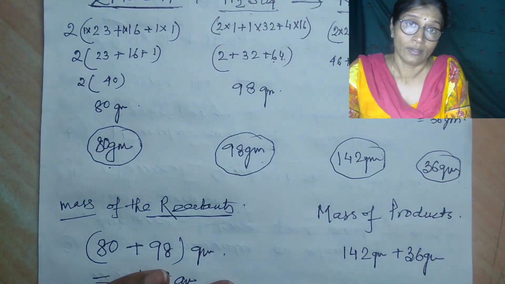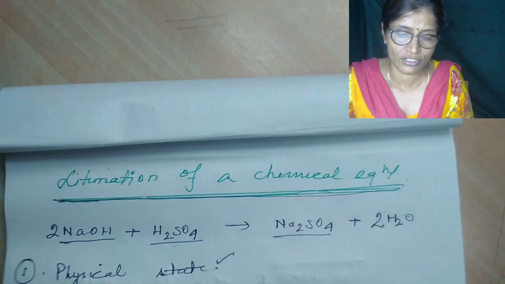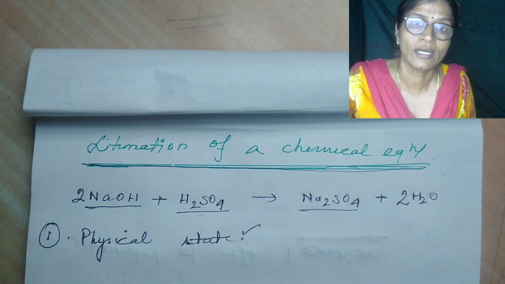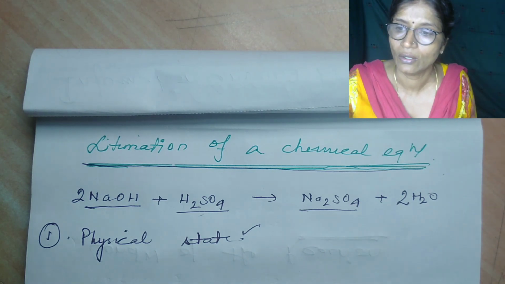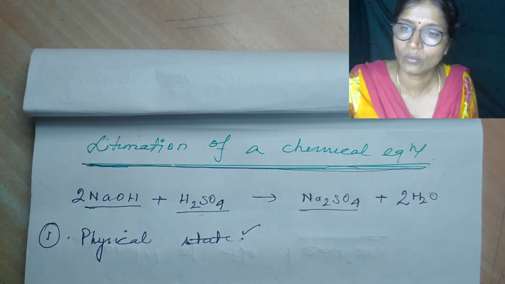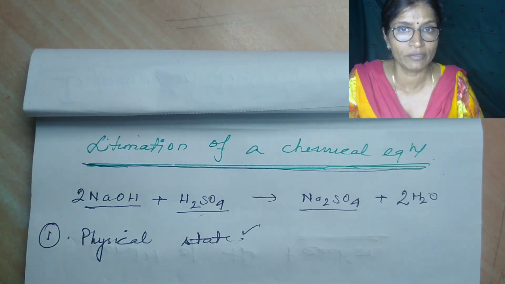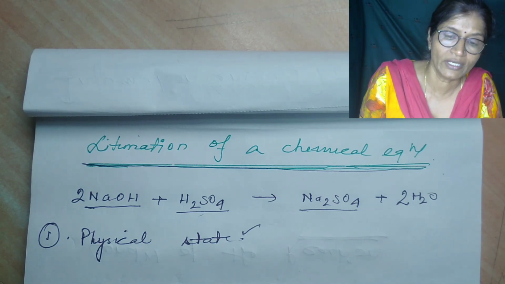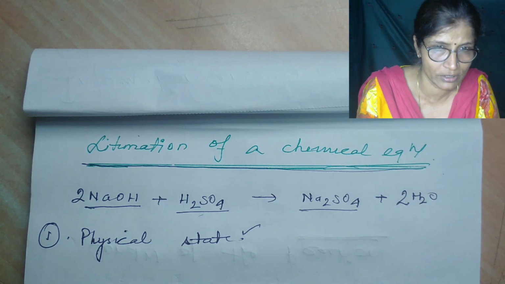Okay, so these are the limitations of the chemical equation. Now how can we overcome these, or how can these problems be sorted out? What will we do so that the chemical equation becomes more informative?